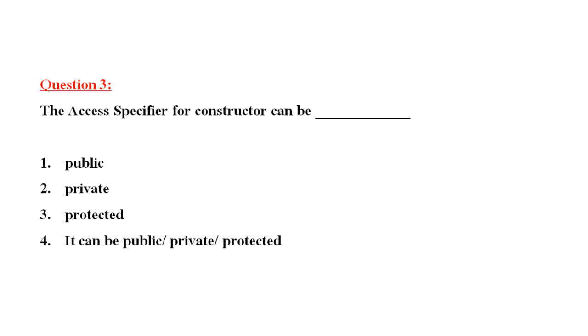The access specifier for a constructor can be public, private, protected. It can be public or private or protected. So the closest answer is the fourth one. It can be public, private or protected.